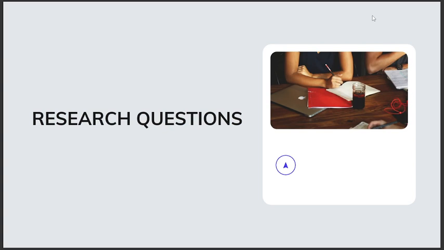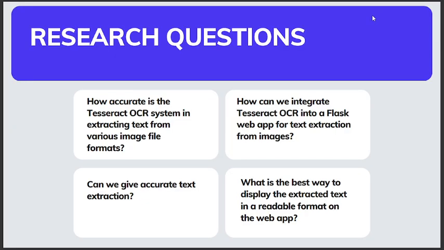Okay, so our research questions are questions we asked ourselves while we embarked on this project. First of all, how accurate is the Tesseract OCR system in extracting text from various images? These are some of the things we considered: how we can integrate Tesseract OCR into a Flask web app for text extraction from images, whether it can give accurate text extraction, and what's the best way to actually extract text in a readable format on a web app.